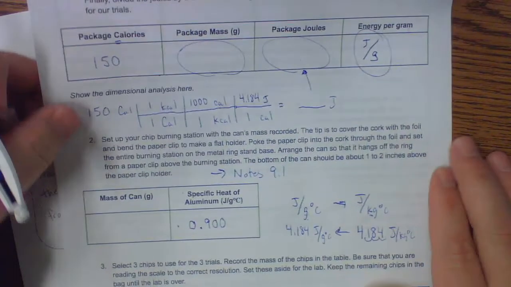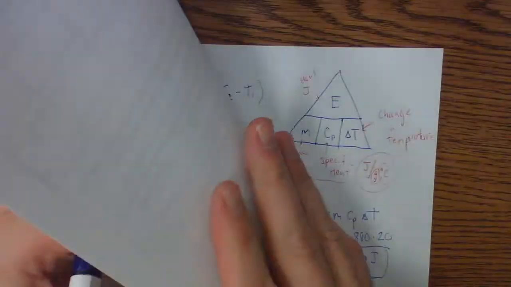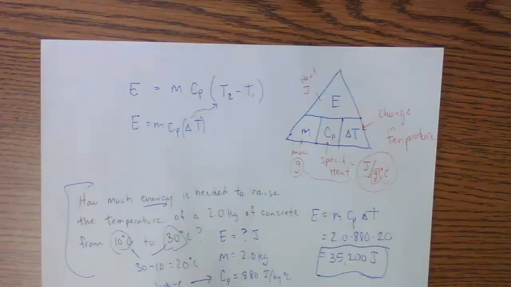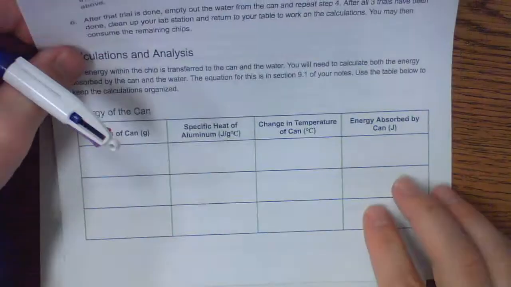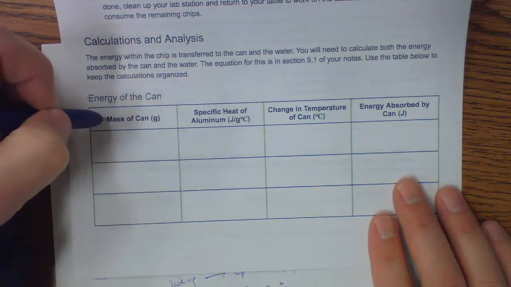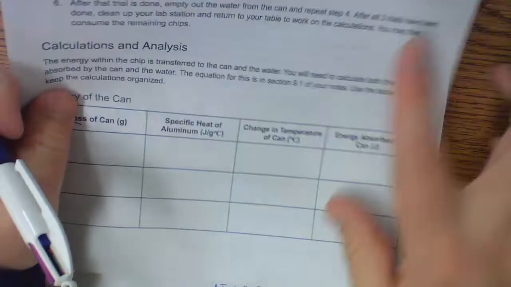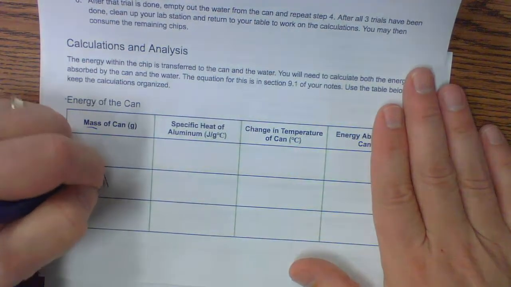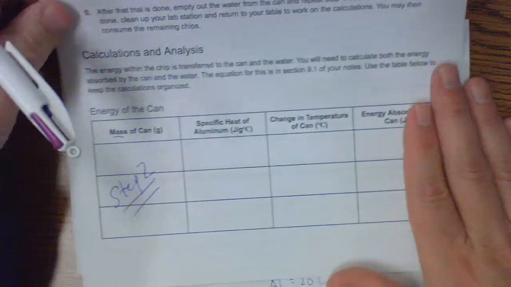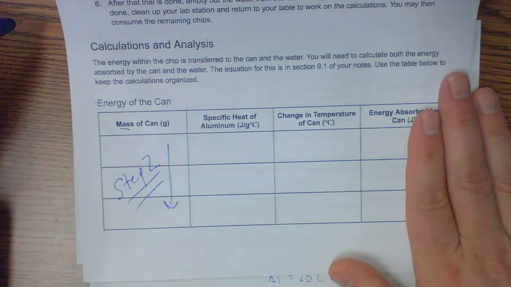So now back to the lab. Okay. So we know we've got our mass of our chips. We've got now to where we were supposed to be doing our analysis. Okay. So the energy of the can. You need to find the mass of the can. You should have had that from step 2. So look back to step 2. You'll have that mass of the can. And it's going to be the same for all of these. So the mass of the can doesn't change.